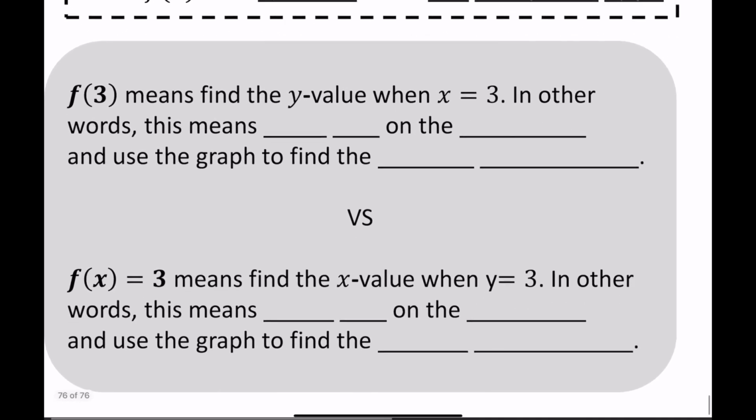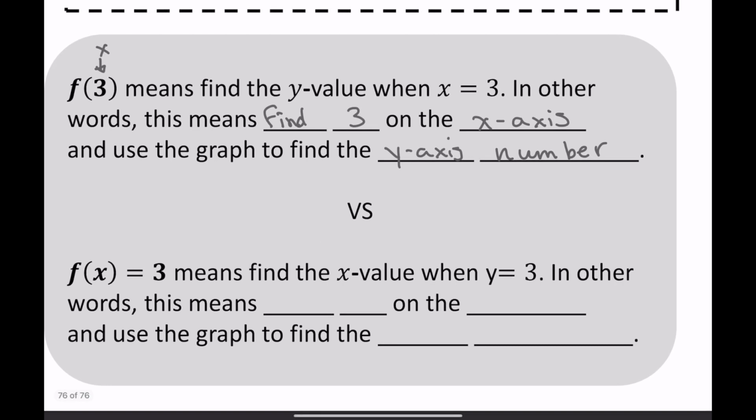Now, f of 3. This 3 is an x, so that means we got to find the y value when x is 3. In other words, this means we're going to find 3 on the x-axis. Then we're going to use the graph to find the y-axis number. Okay, that 3 inside the parentheses, that's the x value. But if we have f of x equals 3, this 3 is a y. So that means we got to find the x value when y is 3. In other words, we're going to find 3 on the y-axis and use the graph to figure out the x-axis number.